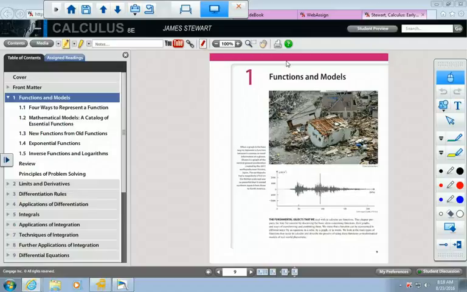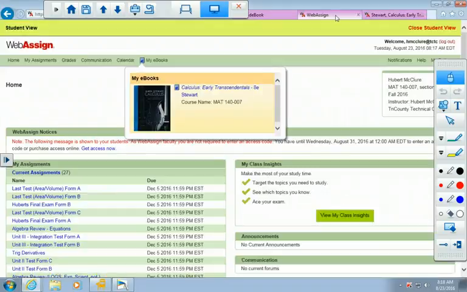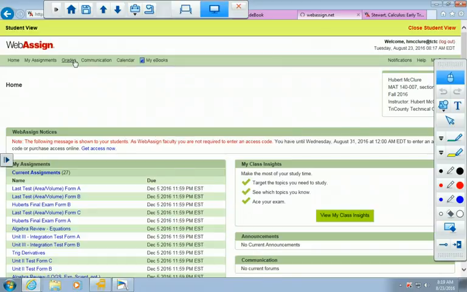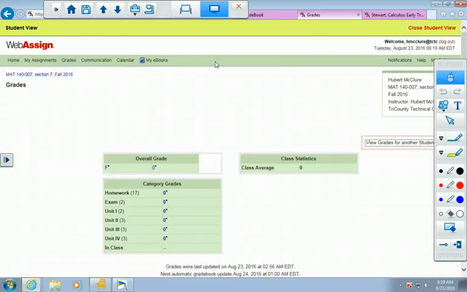On you, while you're trying to get on the WebAssign, then you should be able to print out the book by sections. Okay? So that's one thing out of the way. Next thing is grade book. And I'm not going to tell you what grade book is for. It tells you what your grades are.